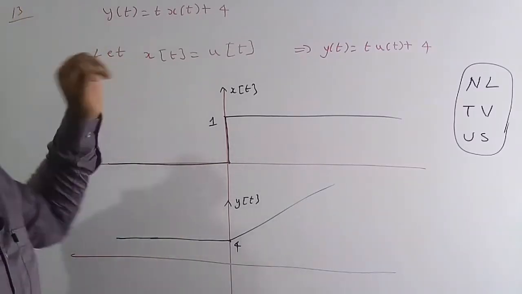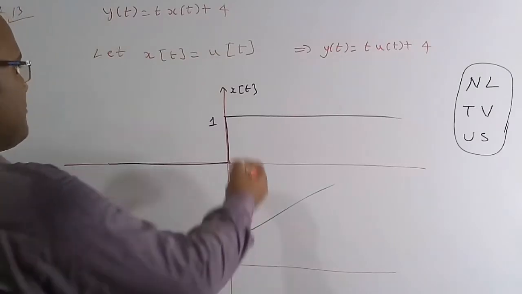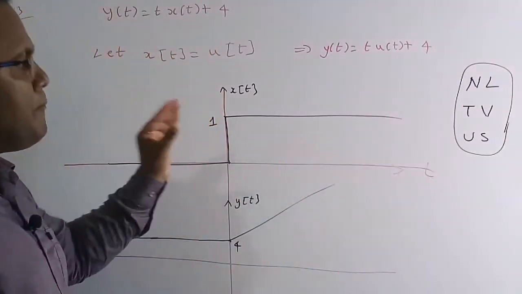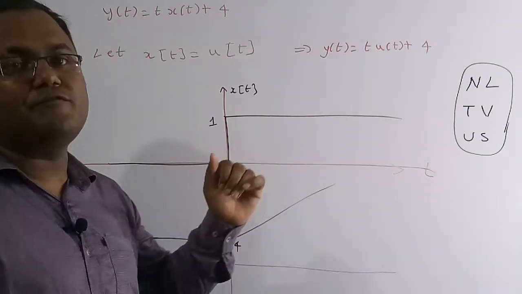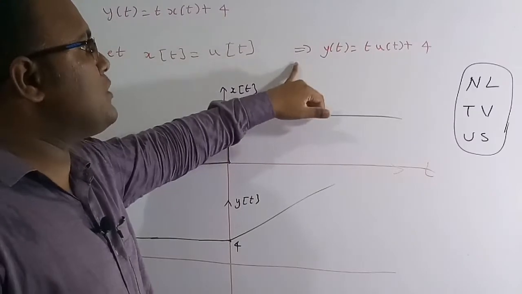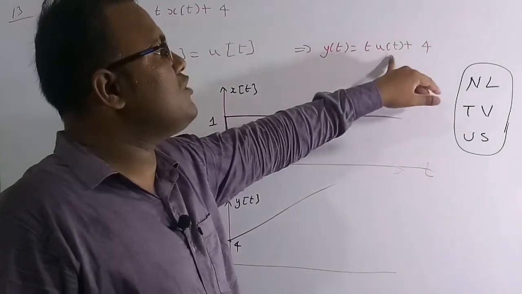So let me assume the input is a bounded input, which is x of t is equal to u of t. So this is the input, means for every time t there is some specific value, means the magnitude has a specific value. So therefore we are going to say this is a bounded input. So the output is y of t is equal to t into x of t plus 4. We need to substitute u of t. So t into u of t plus 4.